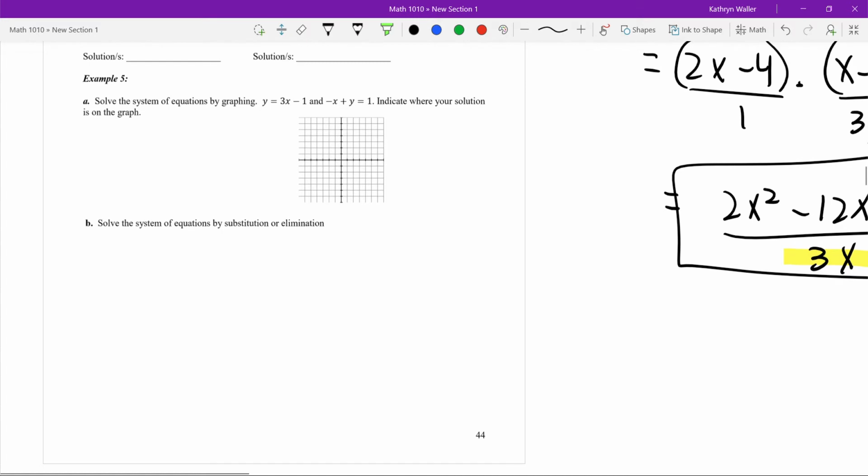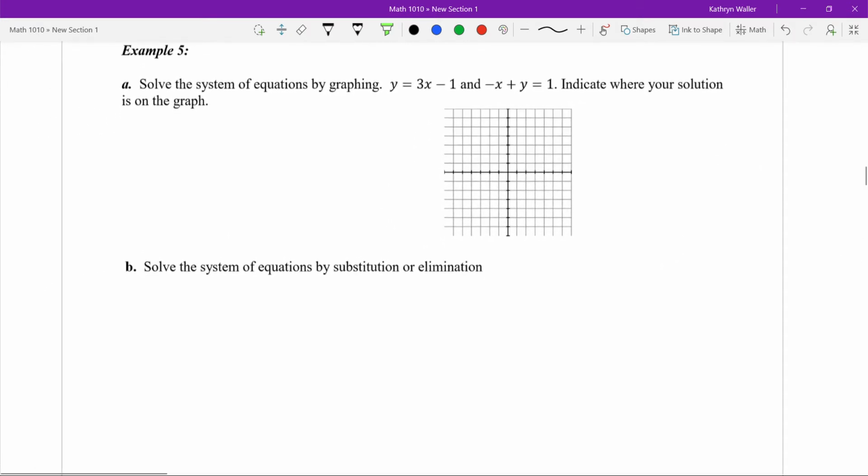Question 5. Solve this system of equations by graphing. Okay, guys, this one right here is ready to graph. The next one is not ready. So let's solve that guy for y. So I'm going to take that x and pull it over and it becomes a positive. And when I do that, I get y equals x plus 1. Now I'm ready to graph it. Okay, so all I did is take the second equation and solved it for y.